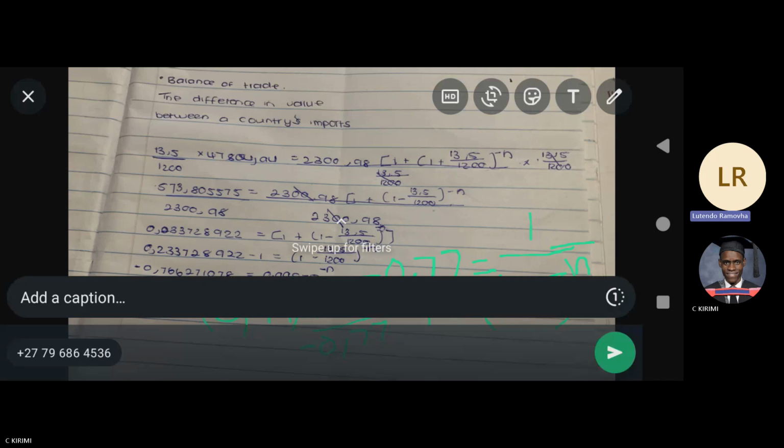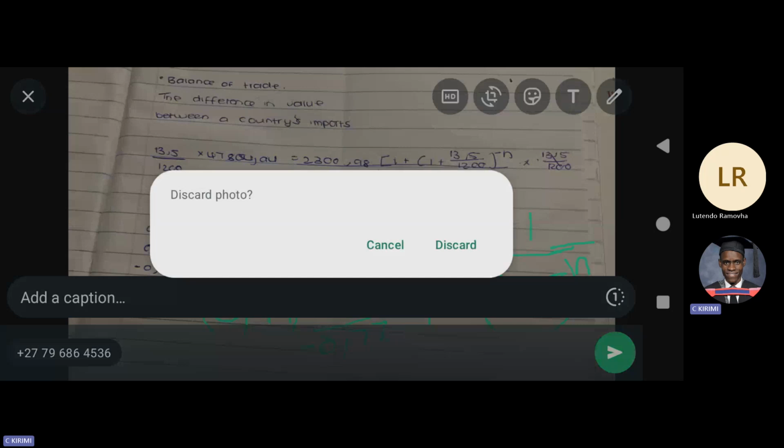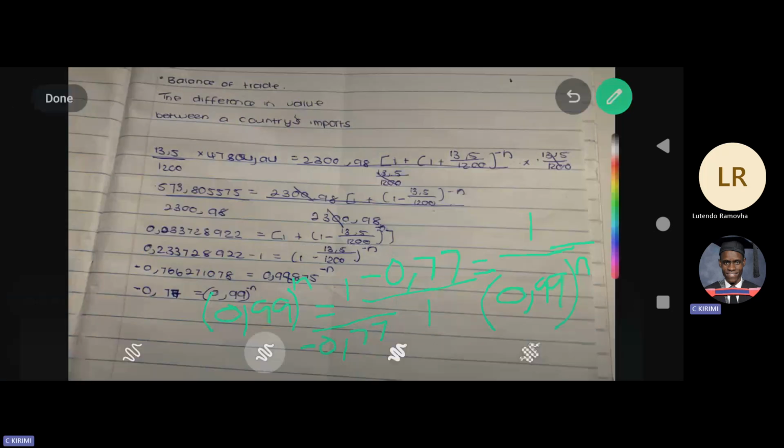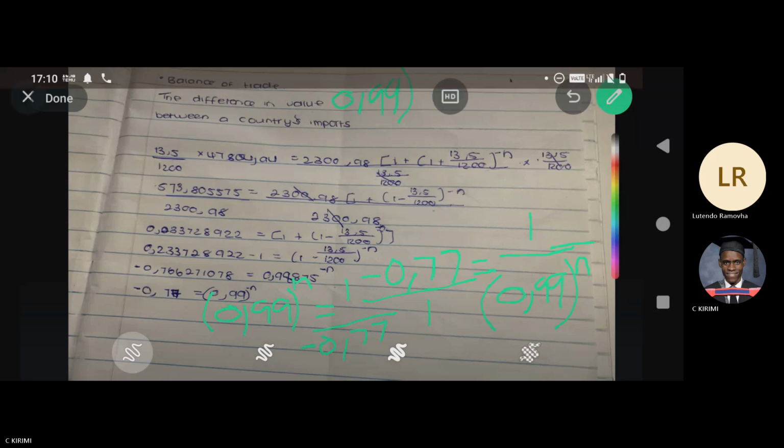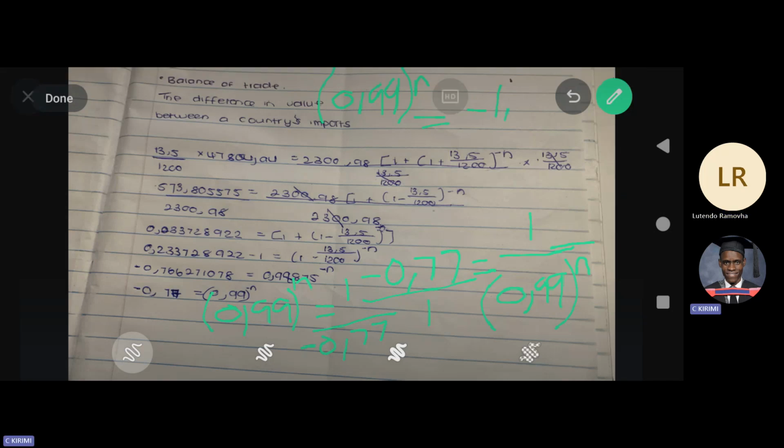What are you getting? Negative 1.29. Negative 1.29? All right. So which means we are saying 0.99 to the power n, 0.99 to the power n is equal to, you said what? Negative 1.29, like that.